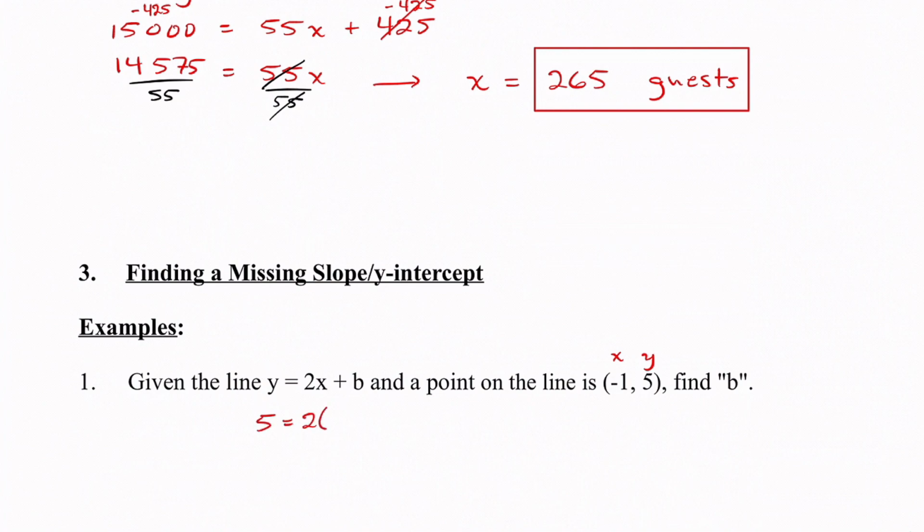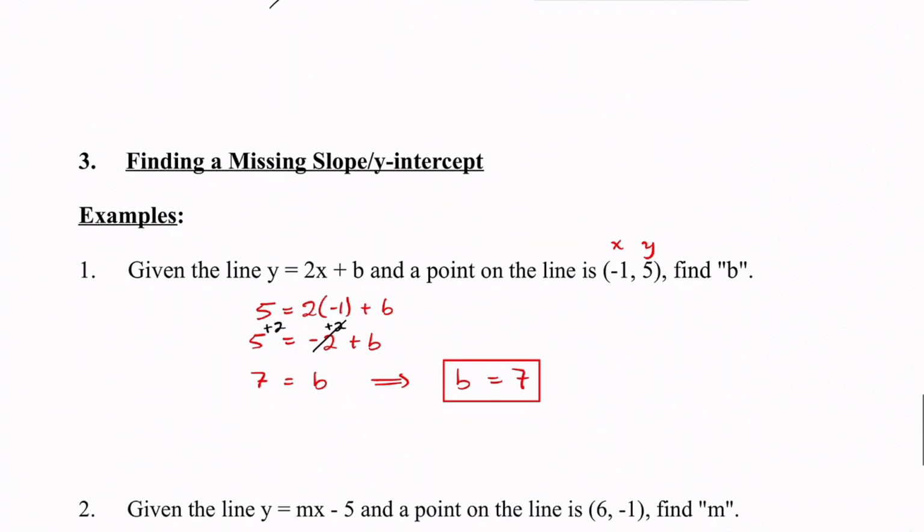Then I got 2 times x is a -1 plus b. So I can solve for b. So I got 5 equals 2 times -1 is -2 plus b. To get rid of that -2, we are going to add 2, and then add 2 on the other side. These ones will cancel, and so I just have a b on this side, and on the other side, 5 plus 2, I get 7. So just changing the order of that, b is equal to 7.